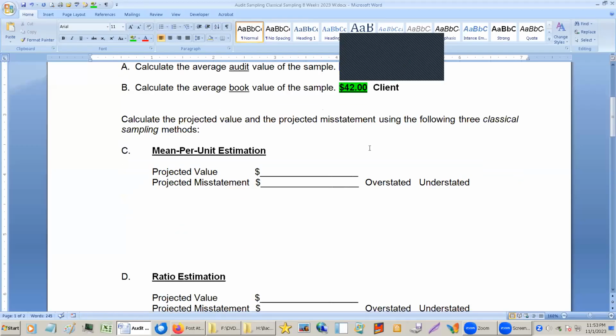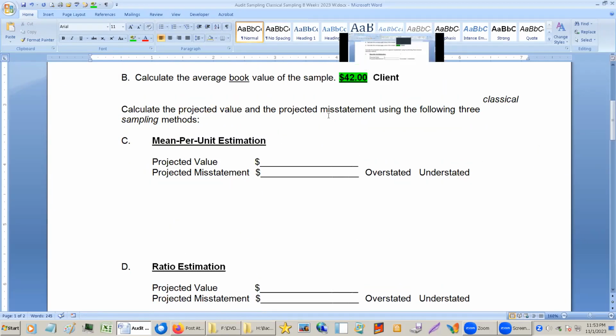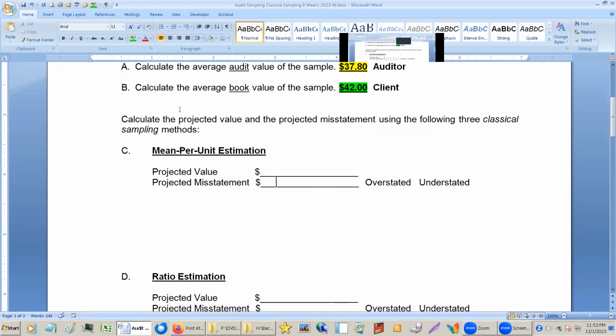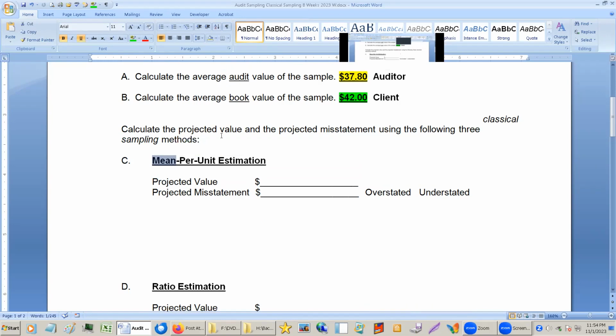Okay, so we get these averages, and now we're going to expand this to the entire population. Let's do the mean per unit first. Mean is just average. So we're going to take the average number. We're more inclined to use our number because it's more accurate. We found out that these are worth 37.80. We're going to assume that all of these are worth 37.80.